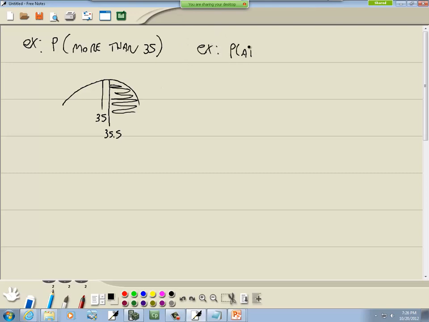Let's see. Probability of at most 10. Well, here's 10. At most means I shade to the left. Now at most 10 means it includes 10. So over here I'm going to add 0.5 and then shade this way. Again, if your wording includes 10, your shading has to include 10. That's your whole guideline.